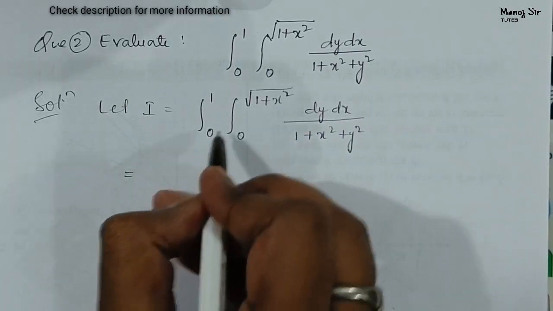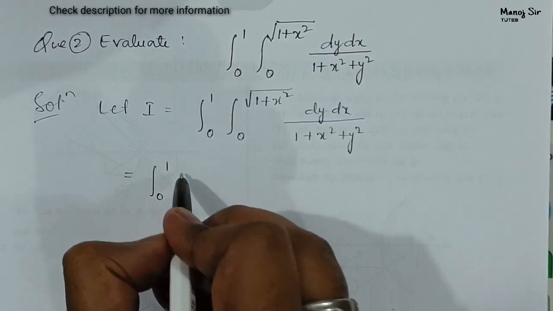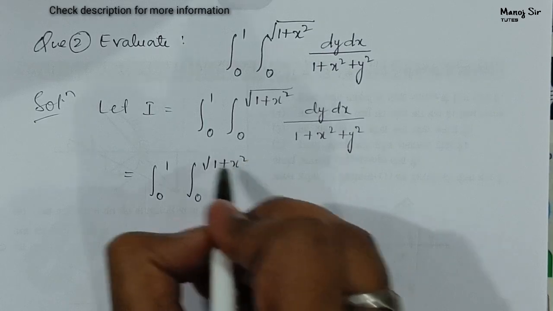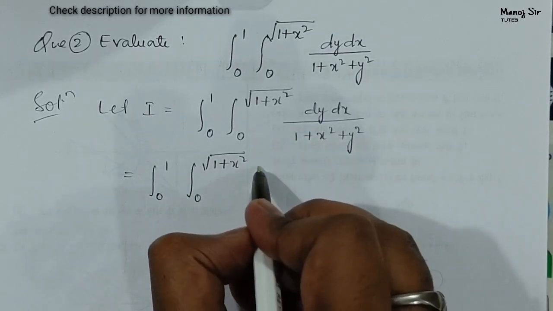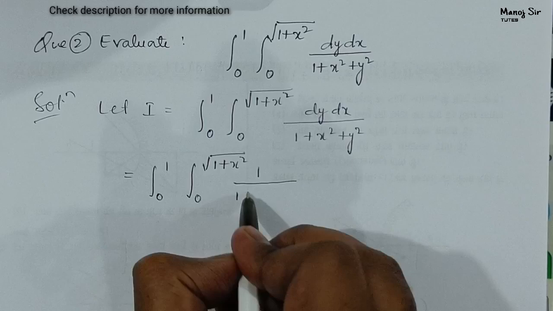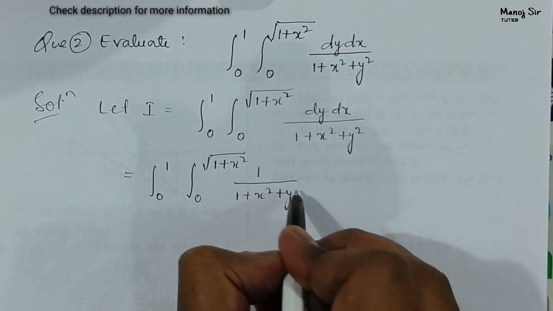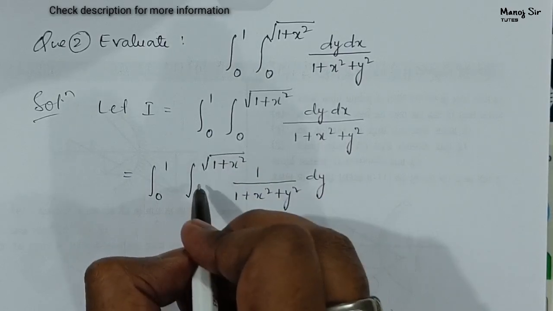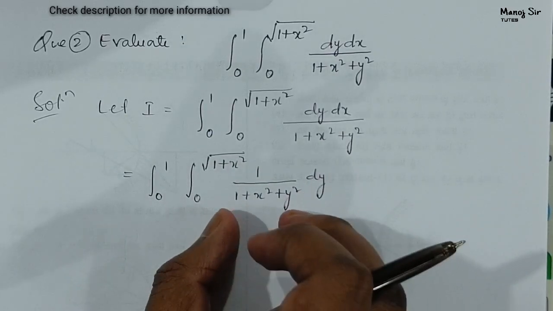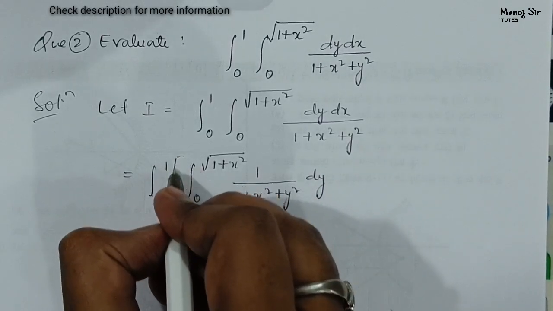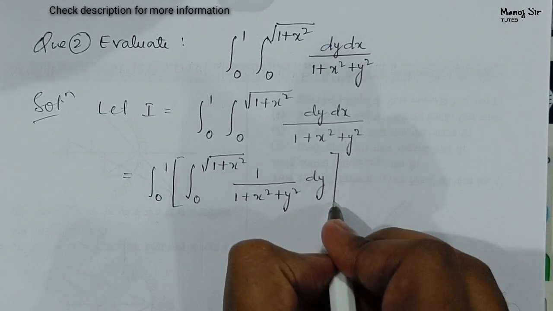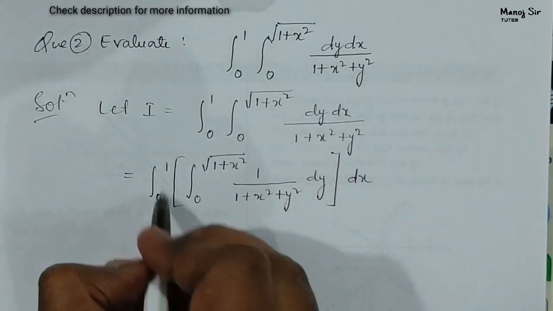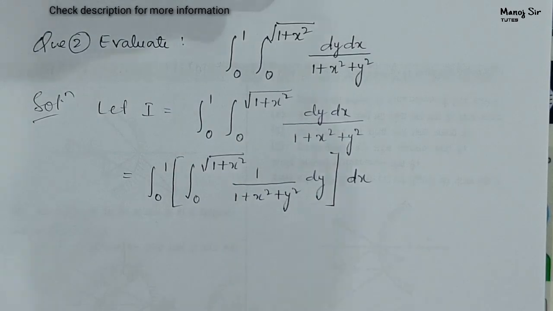Now we will rearrange this: 0 to 1, 0 to root over of 1 plus x square. Then we will write the function first, that is 1 upon 1 plus x square plus y square. Then we will write dy first, because this is the limit of y and we are going to integrate the function with respect to y first. Then whatever expression is left, we will integrate with respect to x, whose limit is from 0 to 1. I hope this part is clear to you.